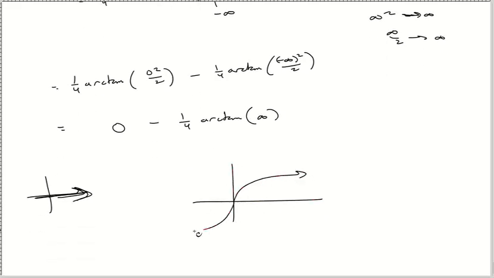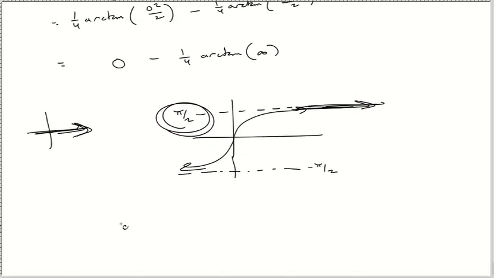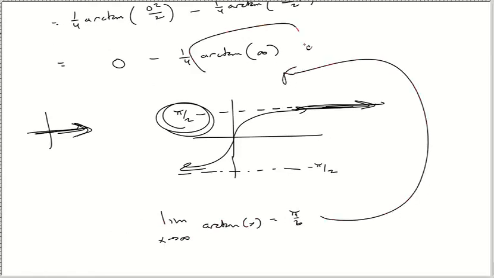I'll draw the graph for this. Arctangent looks something kind of like this, and it actually limits itself to between pi over 2 and negative pi over 2. Notice that as this keeps going this way, it's at a height of pi over 2. That's its limit. So the limit as x approaches infinity of arctangent of x is equal to pi over 2. Therefore, this whole thing right here turns into pi over 2.